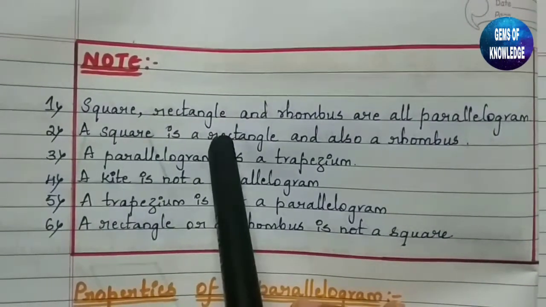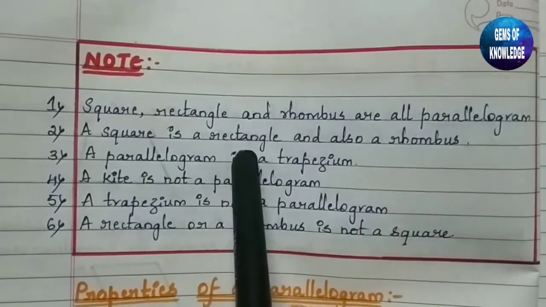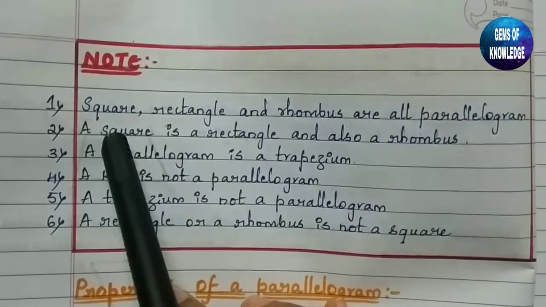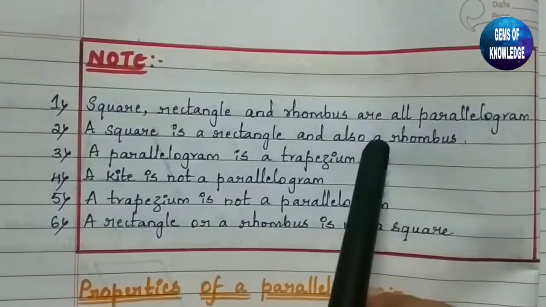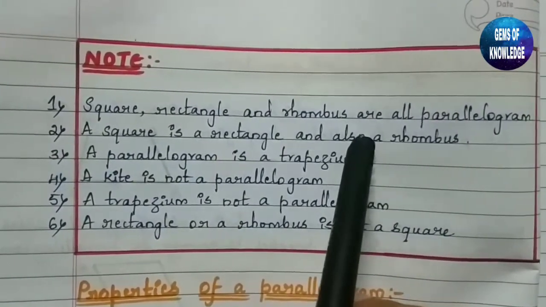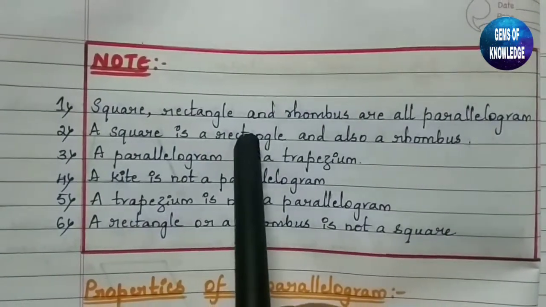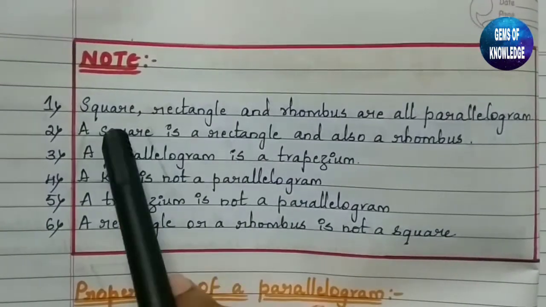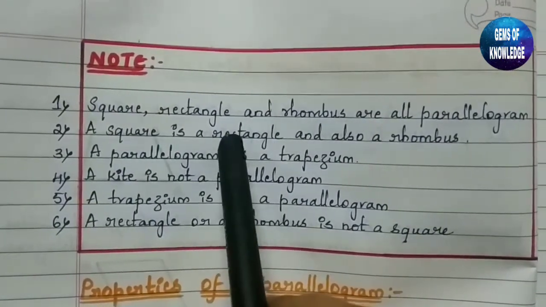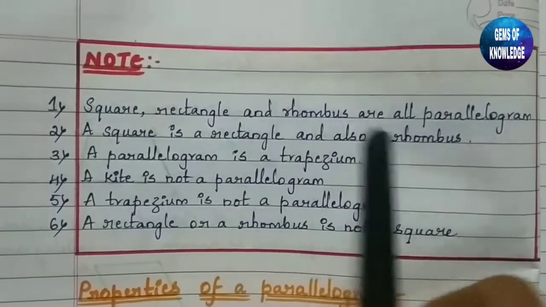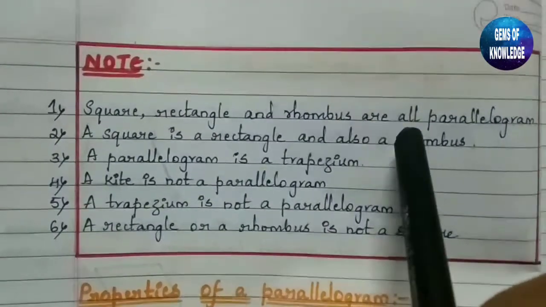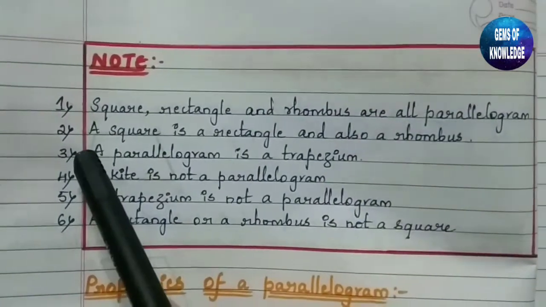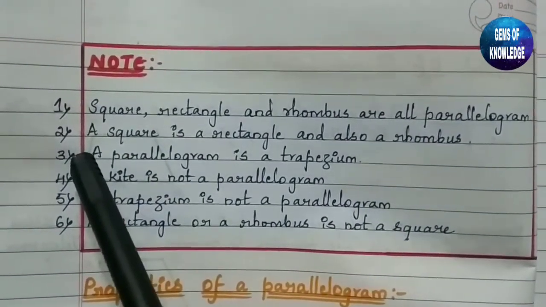Okay, so the second one here is a square is a rectangle and also a rhombus. Square is a rectangle. Why? Because you can see in the rectangle the opposite sides will be equal. So in square also the opposite sides will be equal. The square is also a rectangle and also a rhombus, because it is a rectangle just because its opposite sides will be equal. It is a rhombus just because in case of rhombus all the sides are equal. So in square also all the sides will be equal.